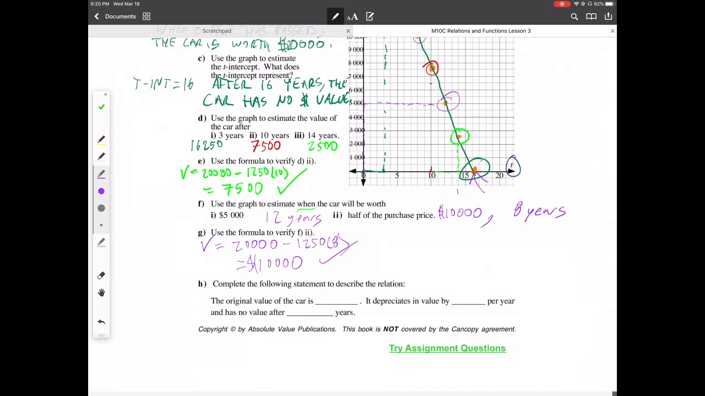So if I'm completing this statement to describe the relation, the original value of the car is $20,000. It depreciates in value by $1,250 per year and has no value after 16 years.